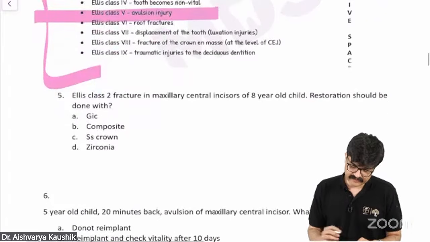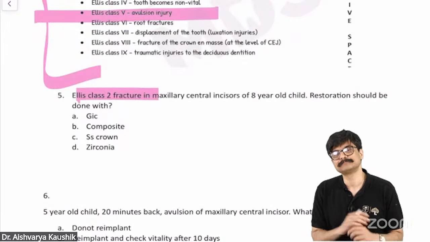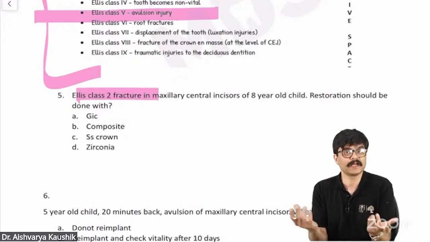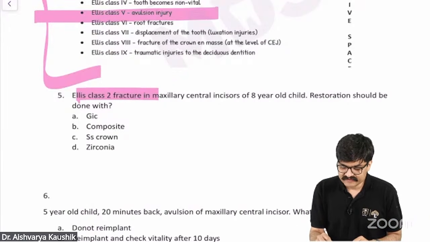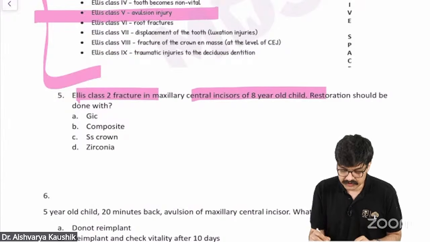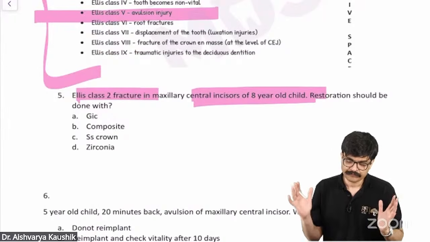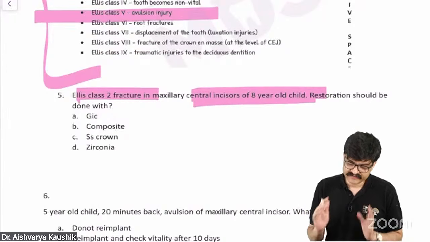Next question, guys. Again, a typical question: Ellis class 2 fracture. So there is dentine exposure, but no pulp exposure, in the maxillary central incisor of an 8-year-old child. So you have a permanent tooth, most likely, in an 8-year-old child. Restoration should be done with... Now, this is a trick question.